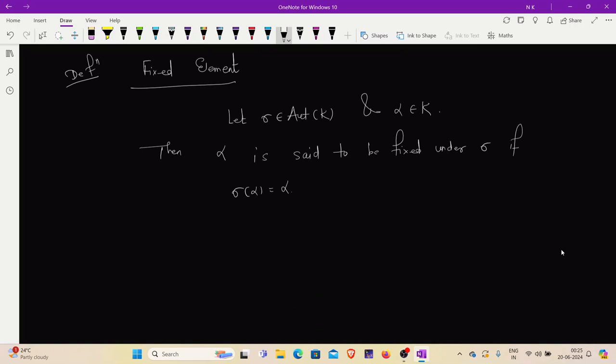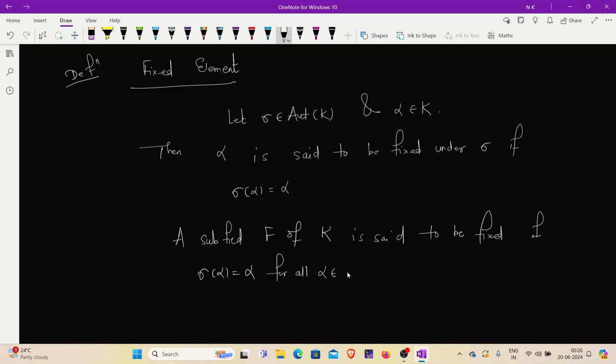Further, we will consider a subfield F of K that is the set of all fixed elements. That field will be called a fixed field. So a subfield F of K is said to be fixed if all its elements are fixed, that is, if sigma of alpha equals alpha for all alpha belonging to F.